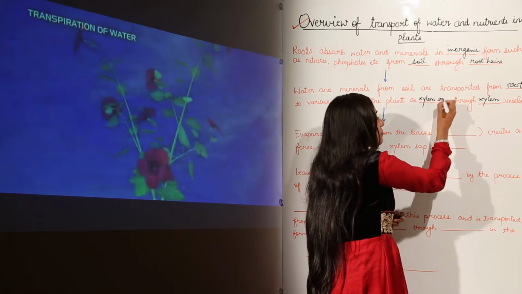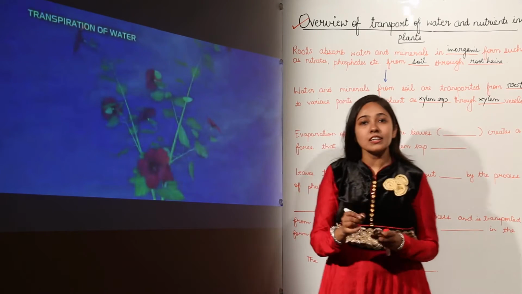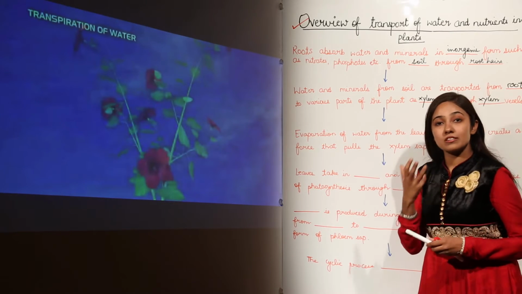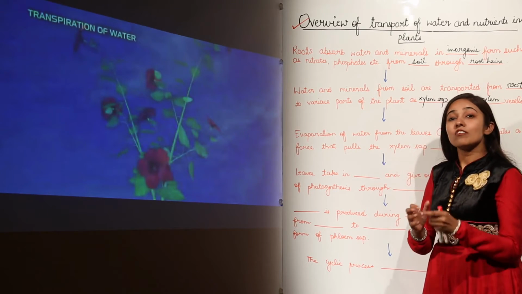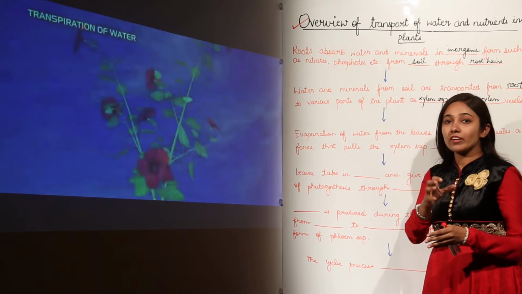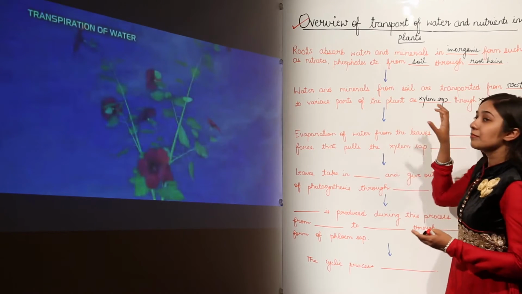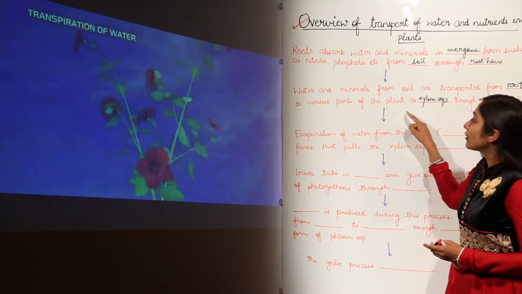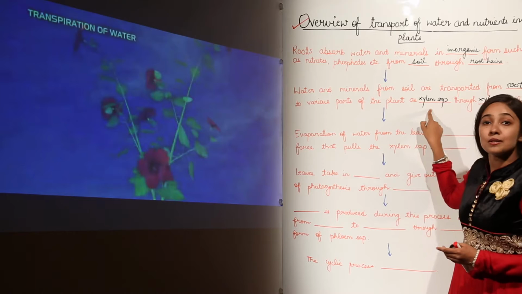So xylem sap is nothing but water containing minerals. Why does this water contain minerals? Because water is a universal solvent and it is going to dissolve many solutes in the form of what? In the form of minerals. So water containing minerals that is going to be transported through the xylem vessels, that water is known as what? It is known as xylem sap.